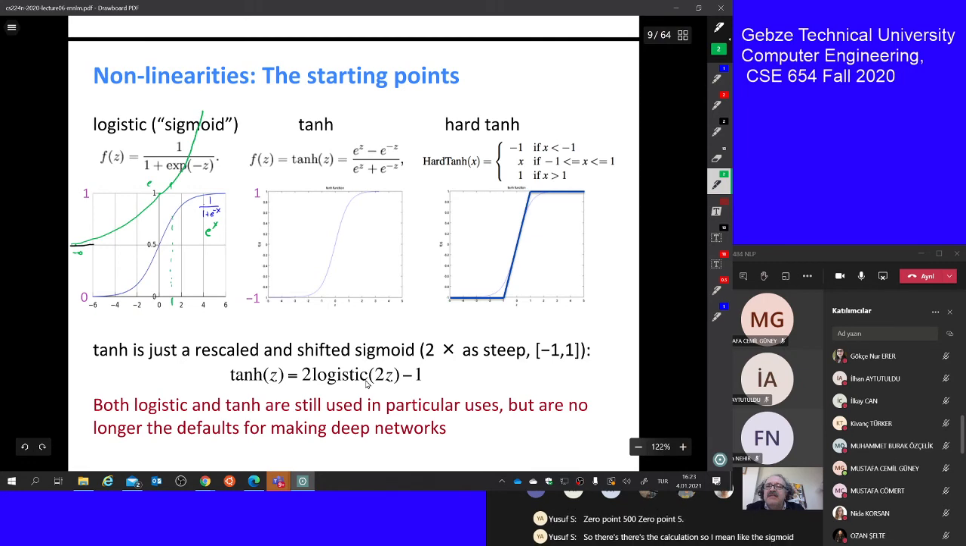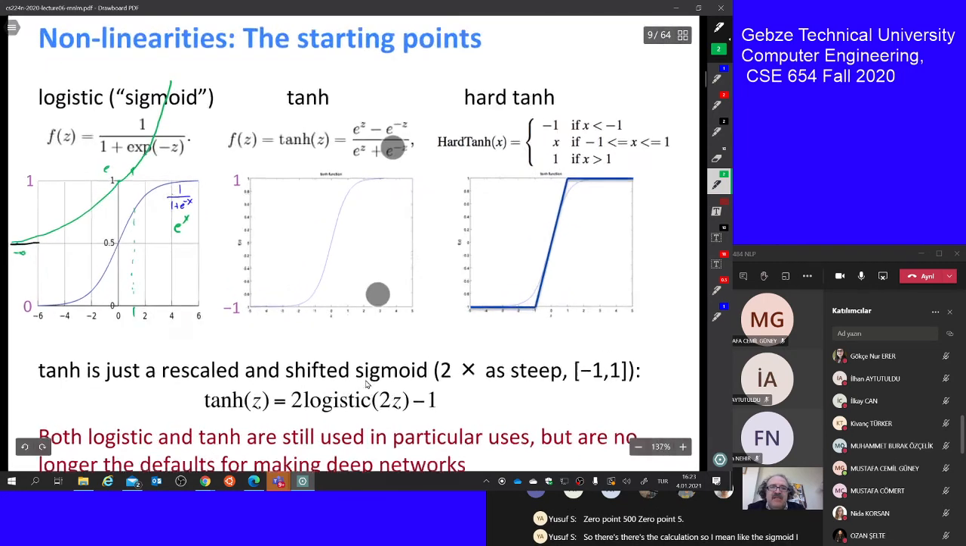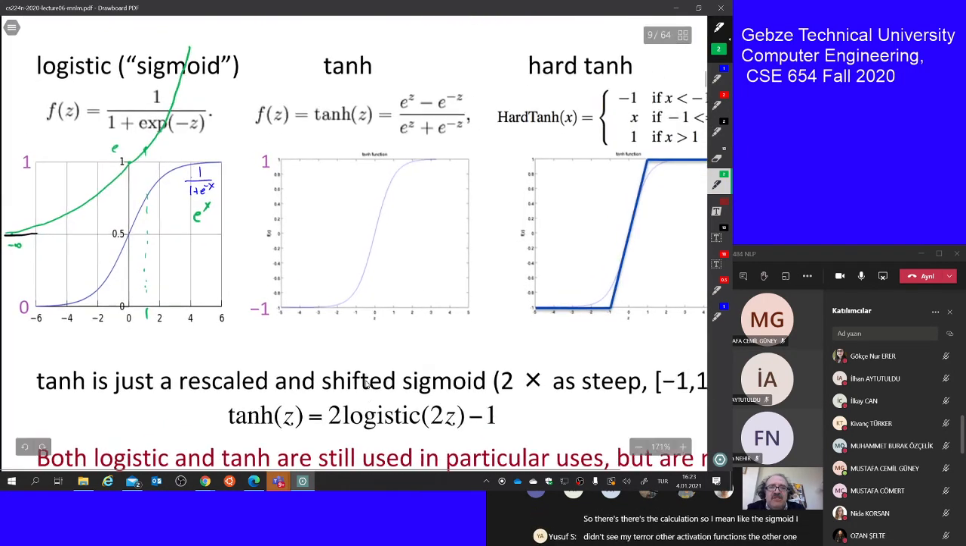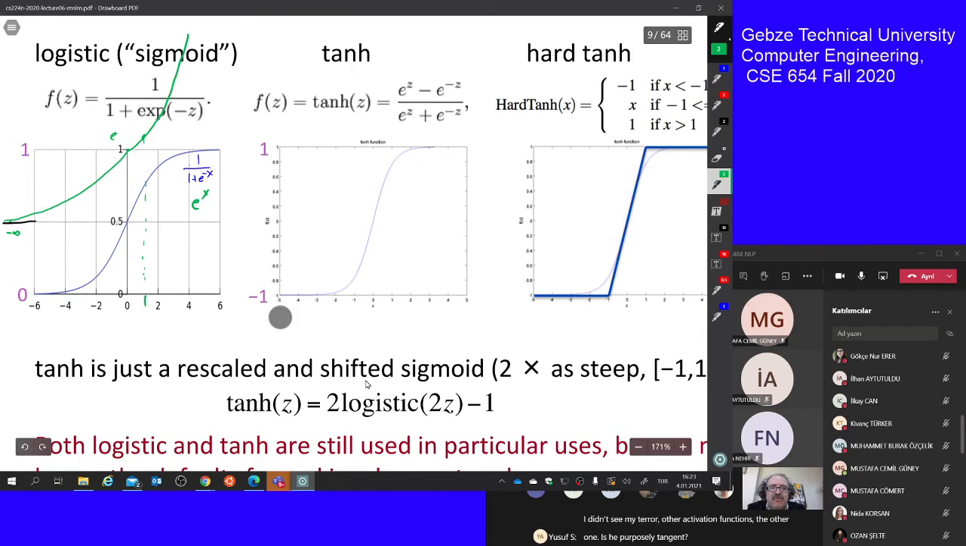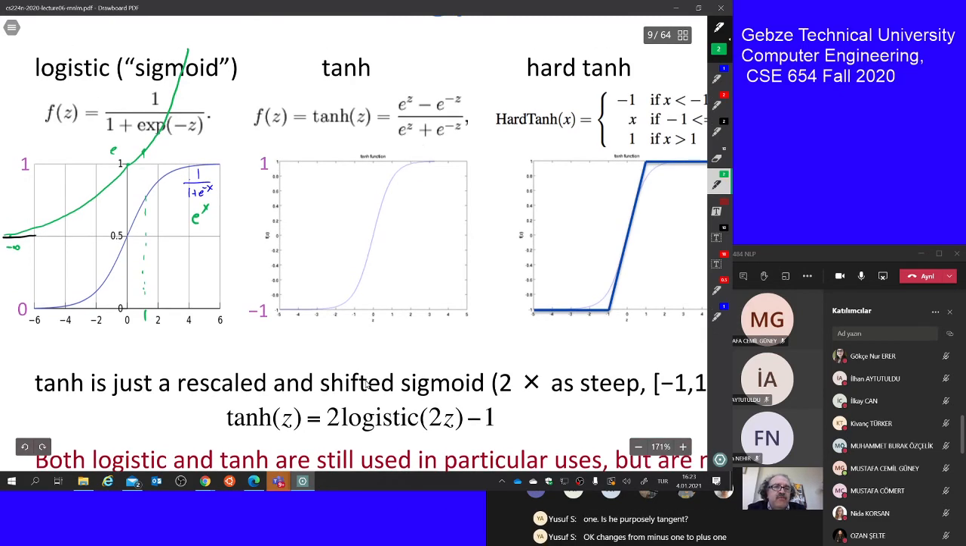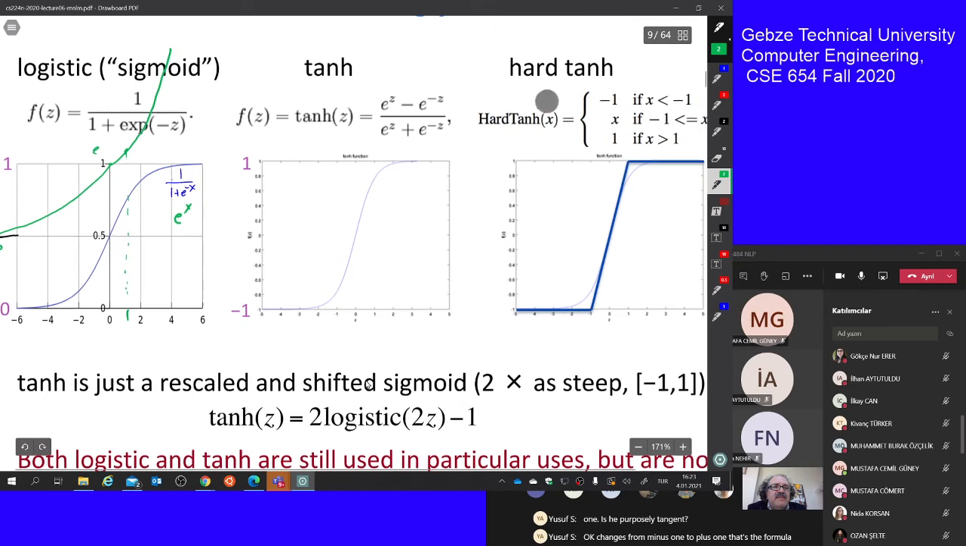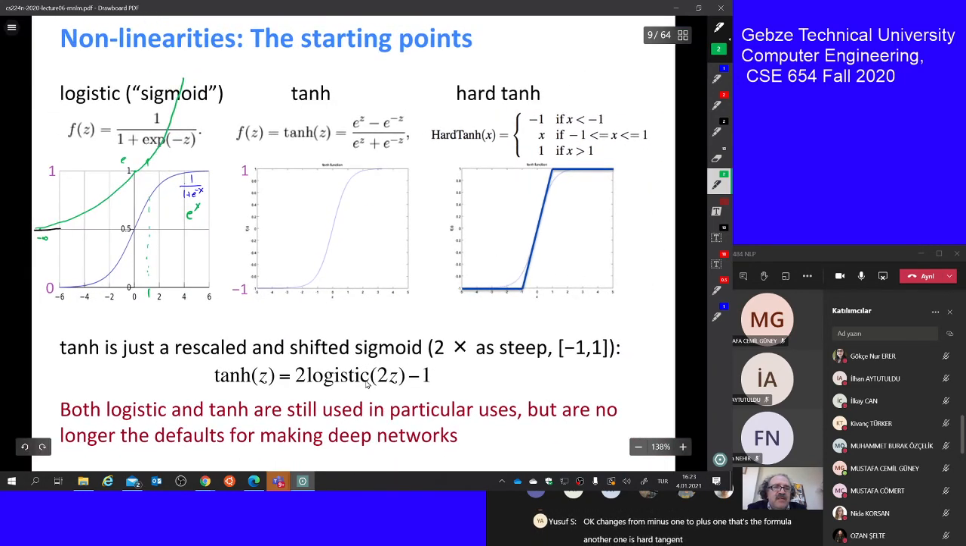Other than sigmoid, there are other activation functions. The other one is hyperbolic tangent. It changes from -1 to +1. That's the formula. Another one is hard tanh. This is piecewise, okay? It says you are always -1 if x is less than -1, and plus 1 if x is greater than 1, and otherwise x. This works too.